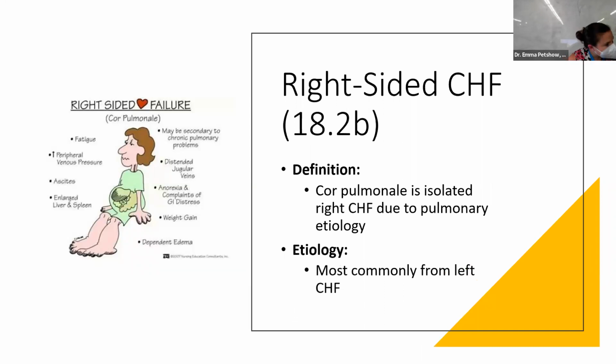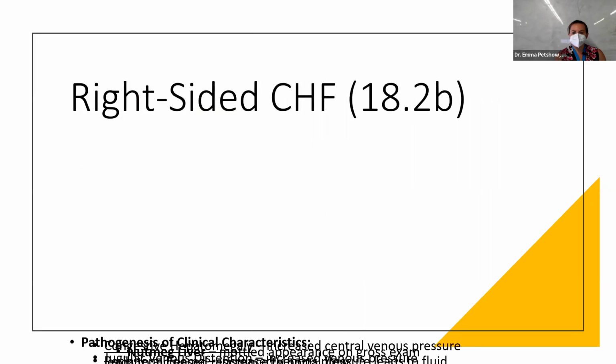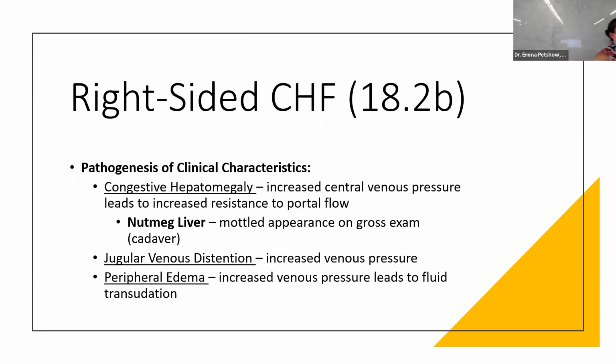But the most common etiology of right-sided heart failure is by far left-sided heart failure. So if you're given a right-sided heart failure question, when in doubt, pick left-sided heart failure as your etiology. Or what's your most common complication of left-sided heart failure? Probably right-sided heart failure, right? Left is going to cause right.